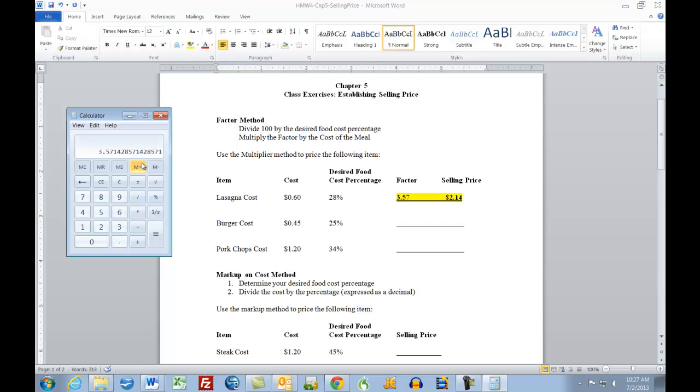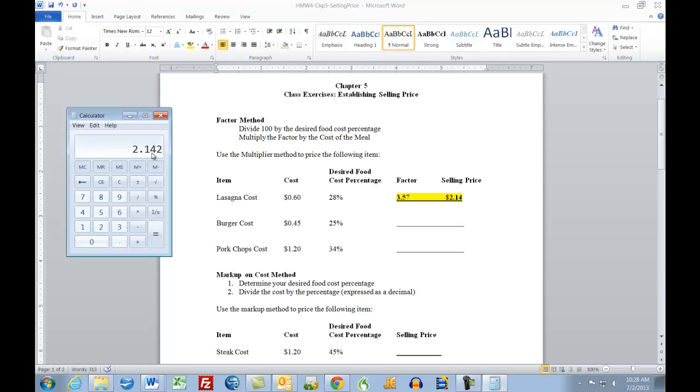And the answer is going to be 3.57. So this is my factor, which is what I'm listing here. The next thing I need to do is take the 3.57 and multiply it, according to this formula, by the cost, which is 0.60, or 60 cents. I'm going to multiply this by 0.6, which is sufficient. So now I get my selling price of $2.14.